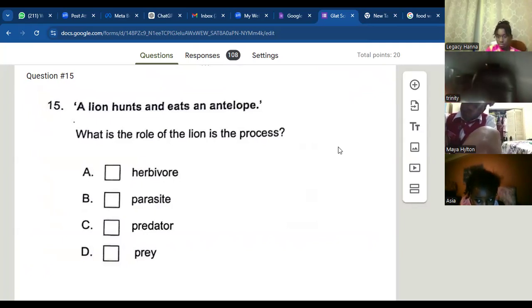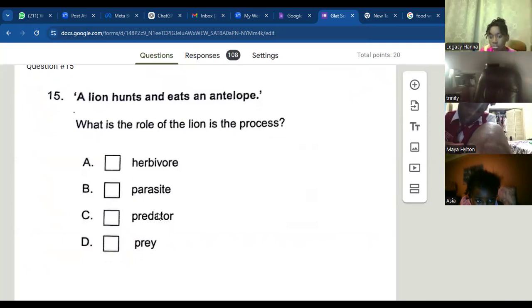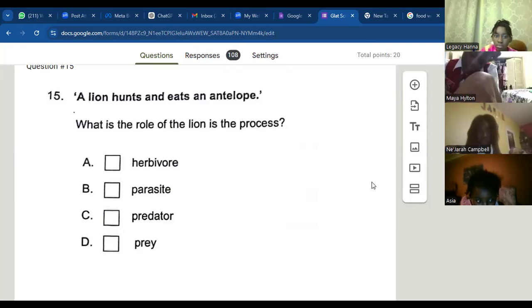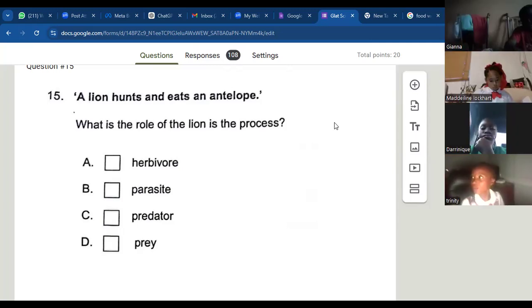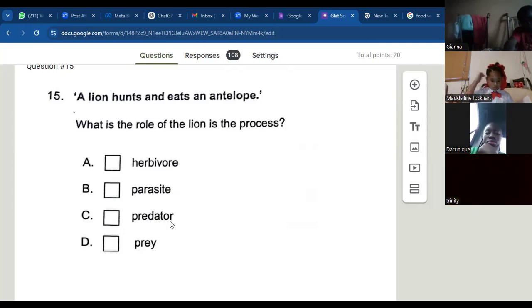A lion hunts and eats an antelope. What is the role of the lion in this process? Is it herbivore, parasite, predator, or prey? Put your answers inside the chat for me, please.